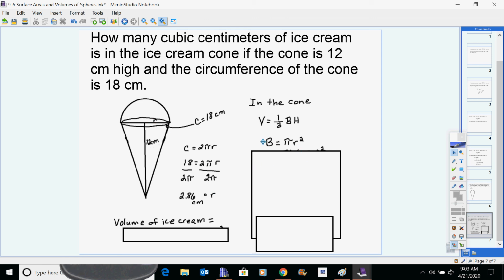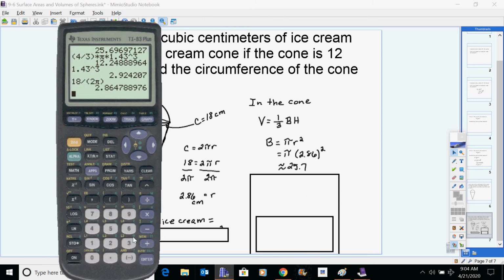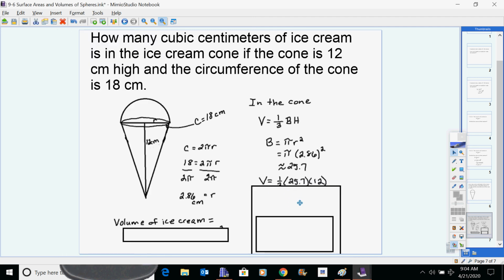Okay. So we're going to use that radius to put into our area of the base formula, pi r squared. Once again, we'll calculate that on the calculator. We have pi times 2.86 squared. So about 25.7. And so 25.7 would be the area of our base.